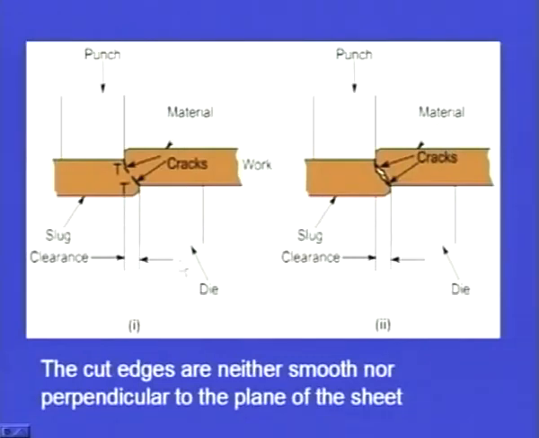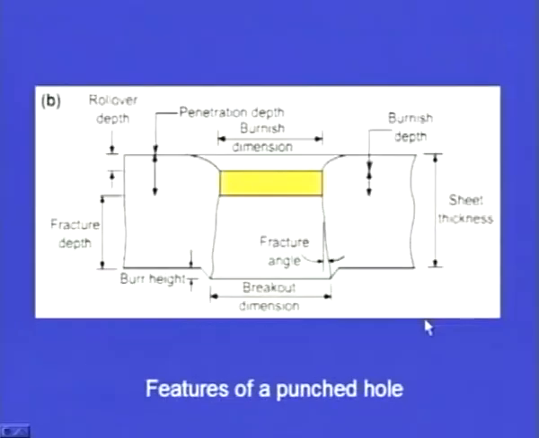The cut edges are neither smooth nor perpendicular to the plane of the sheet. The edges that have been shown here are not a straight line. We can see these are very rough edges, and in the diagram it is very clear. So, the cut edges are neither smooth nor perpendicular to the plane of the sheet, and that is important to note here. The surface finish is not up to the desired level.